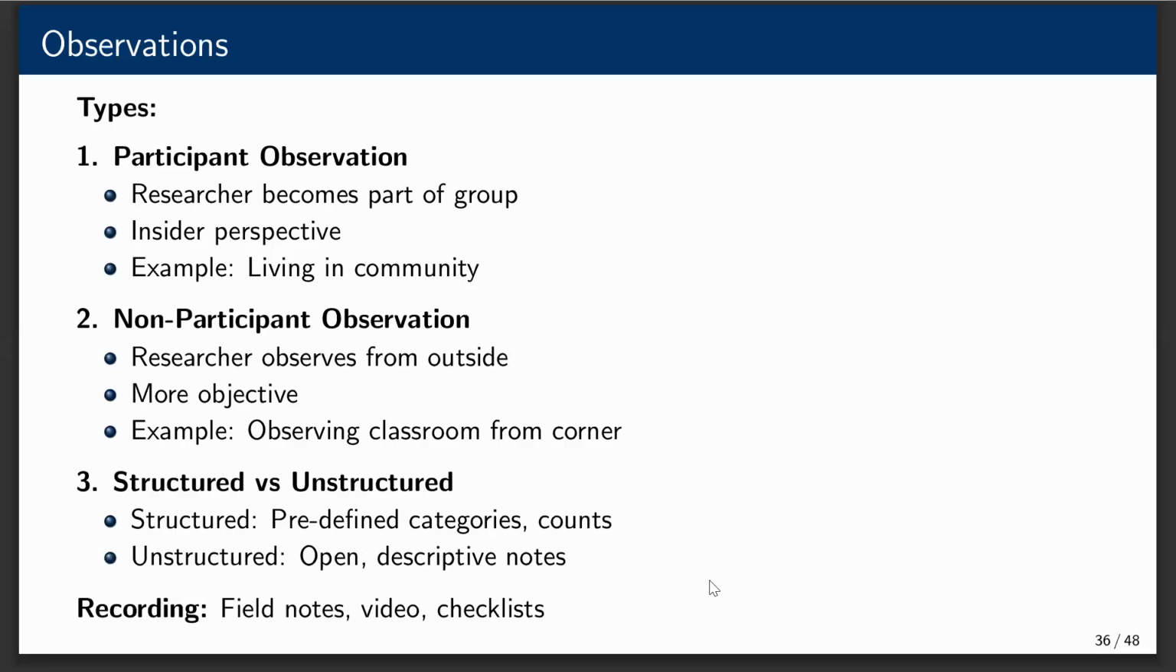Then observation. What are the different types of observation? Participant observation is where the researcher becomes part of the group. There is an insider perspective, for example, living in a community. In non-participant observation, the researcher observes from outside. It is more objective. Example, observing a classroom from the corner. Then structured versus unstructured. Structured uses predefined categories. It counts. But unstructured is open, with descriptive notes, like recordings, field notes, video, and checklists. So these are kind of unstructured.